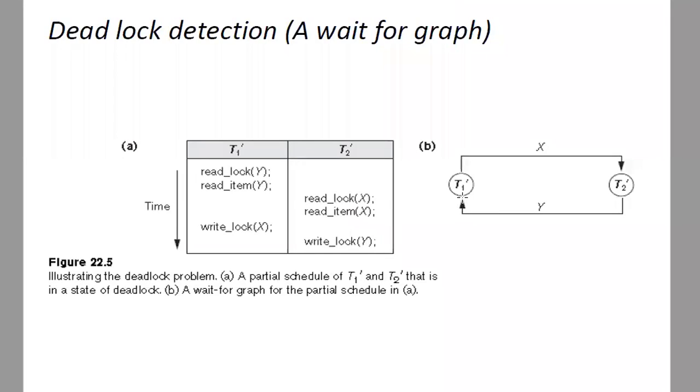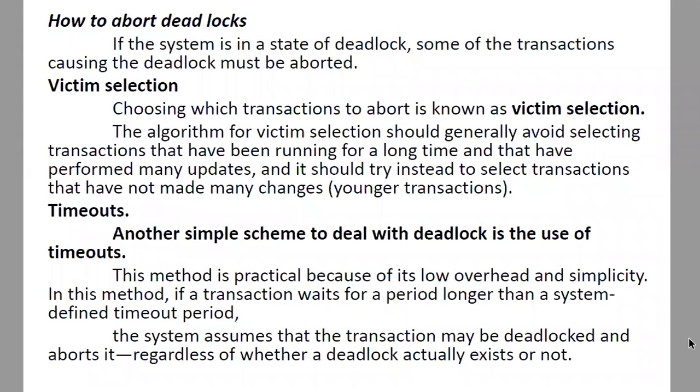The same thing we discussed in the previous slide to understand the deadlock. Here T1 is waiting for X and it is holding Y, and T2 is waiting for Y and it is holding X. So it's vice versa. When you find this type of condition in a wait-for graph, then you can say there is a deadlock. This is how you can detect the deadlock in transactions.